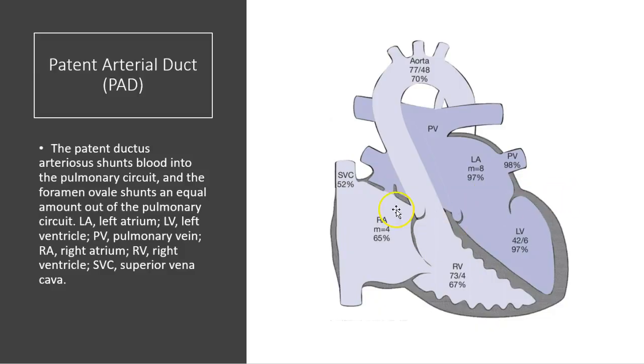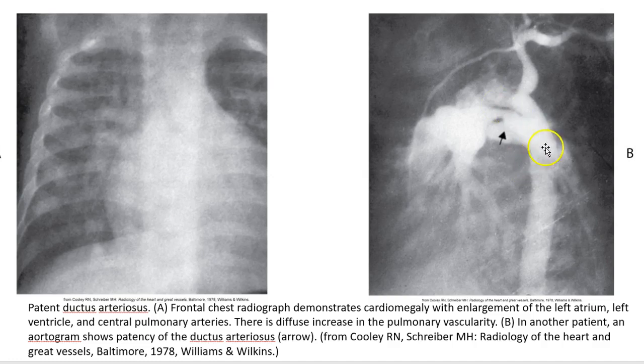So if we look here, we can see there are multiple problems. We're at 70%, 65%. So overall, the heart's not doing well. The patent ductus arteriosus shunts blood into the pulmonary circuit, and then the foramen ovale shunts an equal amount out to the pulmonary circuit. The left atrium, the left ventricle, and the pulmonary veins, right atrium, right ventricle, and superior vena cava are all affected. So you can see here we've just got kind of a mess.